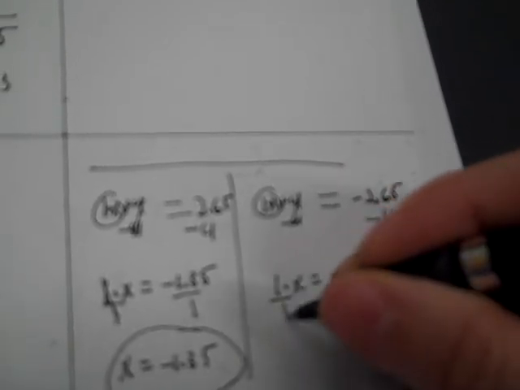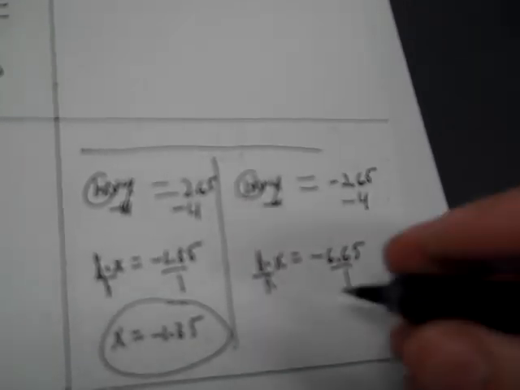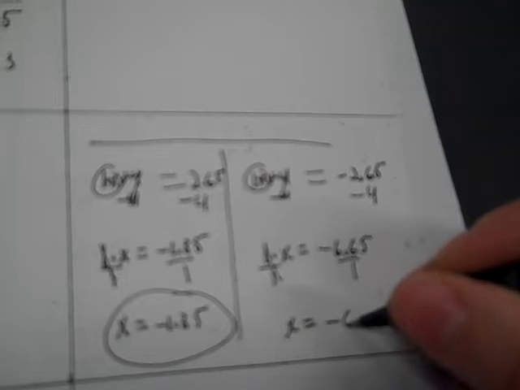Then I minus 4, minus 4. So I take negative 2.65 minus 4, and that's negative 6.65 divided by 1. And that keeps us at negative 6.65. Okay. Next problem.